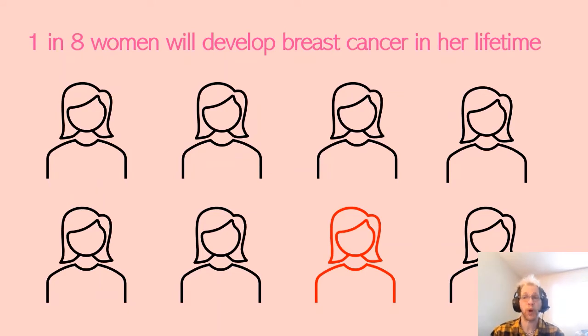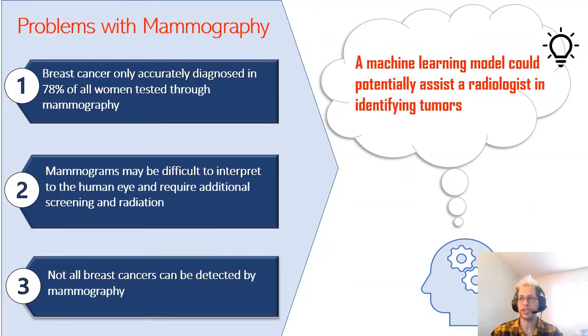Why? Because 1 in 8 women will get breast cancer. Mammography is the current imaging technique for detecting breast cancer. Accuracy is a problem with these mammograms, as breast cancer is correctly diagnosed in only 78% of the women tested. They can be difficult to visually interpret, which requires additional screening and radiation exposure. Furthermore, certain types of breast cancer cannot be detected with mammography. Now on to Spencer to elaborate on the image set and its preparation for deep learning.